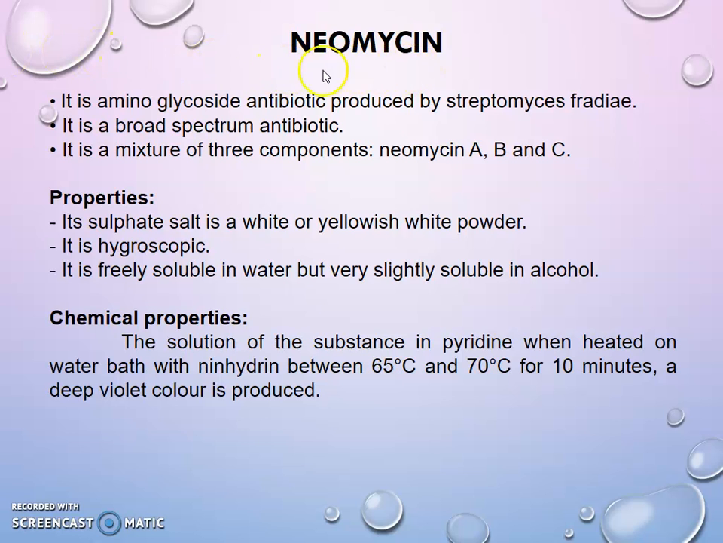First drug is neomycin. It is an aminoglycoside antibiotic produced by Streptomyces fradiae. It is a broad-spectrum antibiotic. It is a mixture of 3 components, that is neomycin A, B and C. Properties. Its sulfate salt is a white or yellowish white powder. It is hygroscopic. It is freely soluble in water but very slightly soluble in alcohol. Chemical property. When a solution of the substance in pyridine is heated on a water bath with ninhydrin between 65 degrees Celsius to 70 degrees Celsius for 10 minutes, a deep violet color is produced.